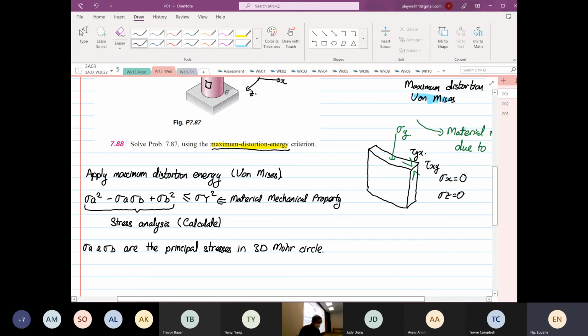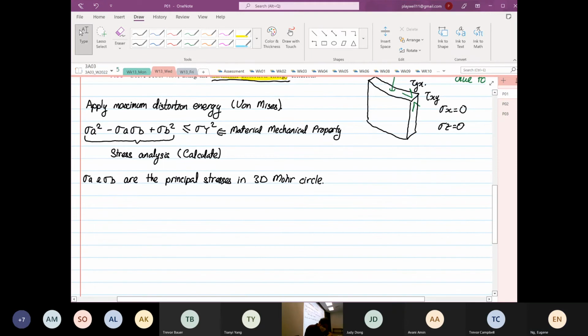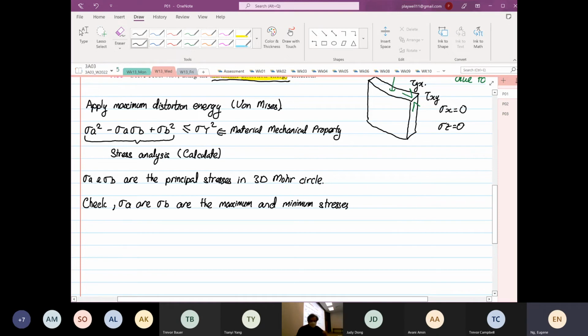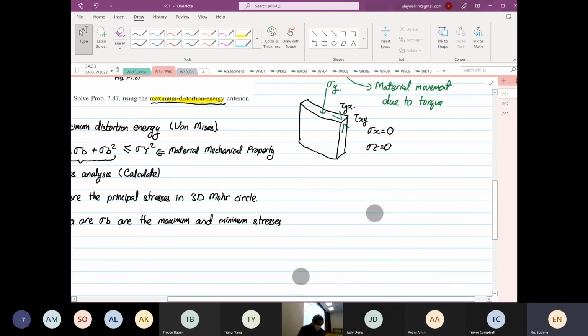So we have to check. The first thing, I'm going to teach you the normal procedure. We have to check that stress A and stress B are the maximum and minimum stresses. We have to be sure. This can be done through a sketch. So we're going to sketch the 3D Mohr's circle, just a sketch.